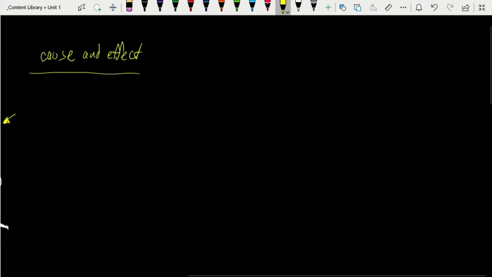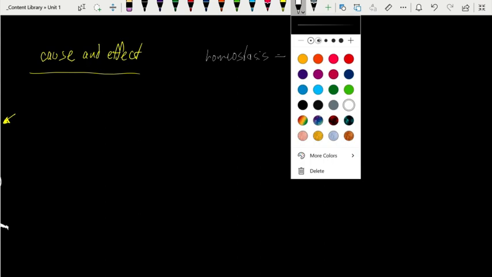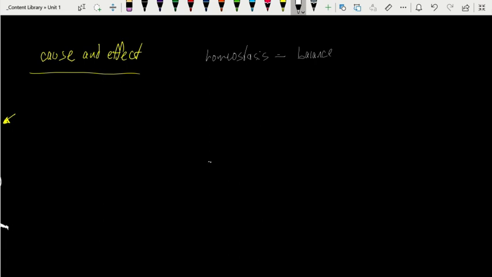So as we consider this whole idea of cause and effect, let's first define what homeostasis is. When we think about homeostasis, we're thinking about balance. And that's why I like to use a teeter-totter. So let's get out our teeter-totter. And right now, that teeter-totter is in balance.